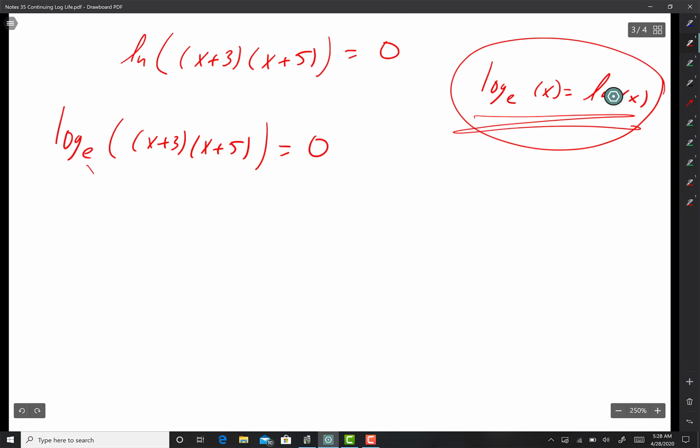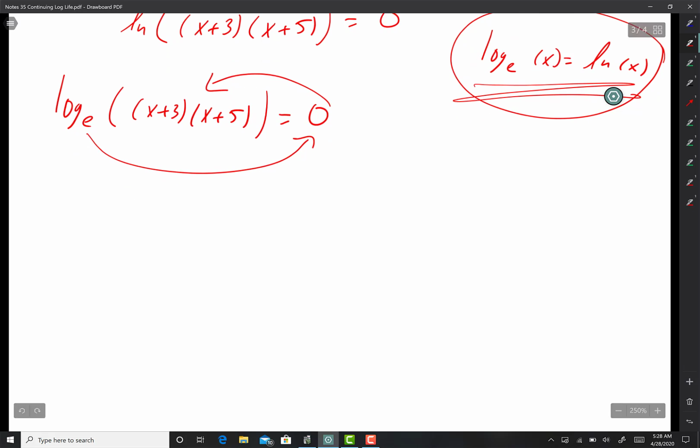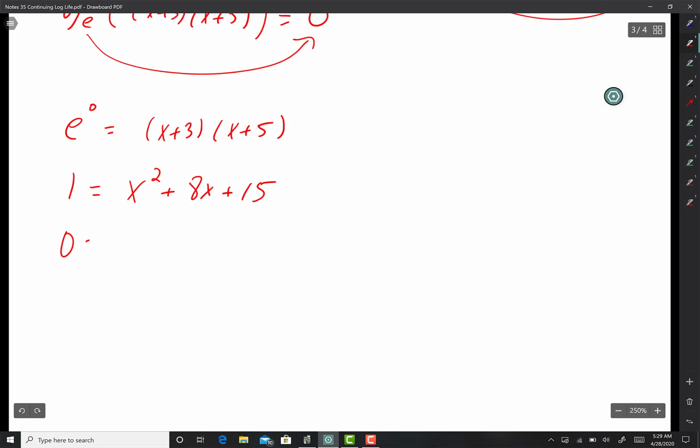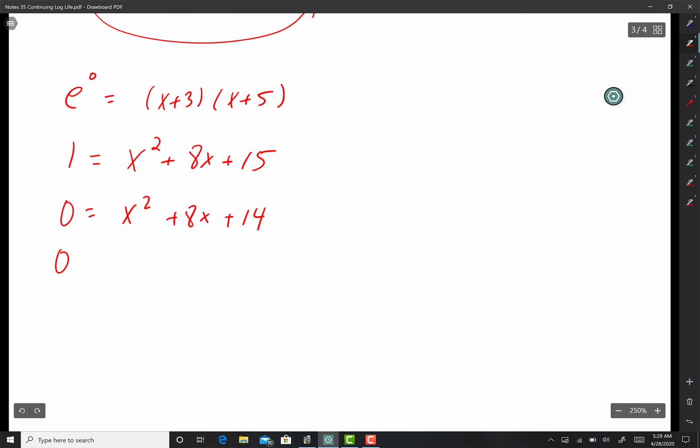So now look, e to the 0 equals that expression. If I turn this into an exponential, you would have gotten the same answer anyway if you had gone the other way. e to the 0 equals (x plus 3)(x plus 5). Anything raised to the 0 is 1. And when I FOIL this out, you're going to get x squared plus 8x plus 15. Move the 1 over, so 0 equals x squared plus 8x, and I subtracted 1, so that's going to be a 14.